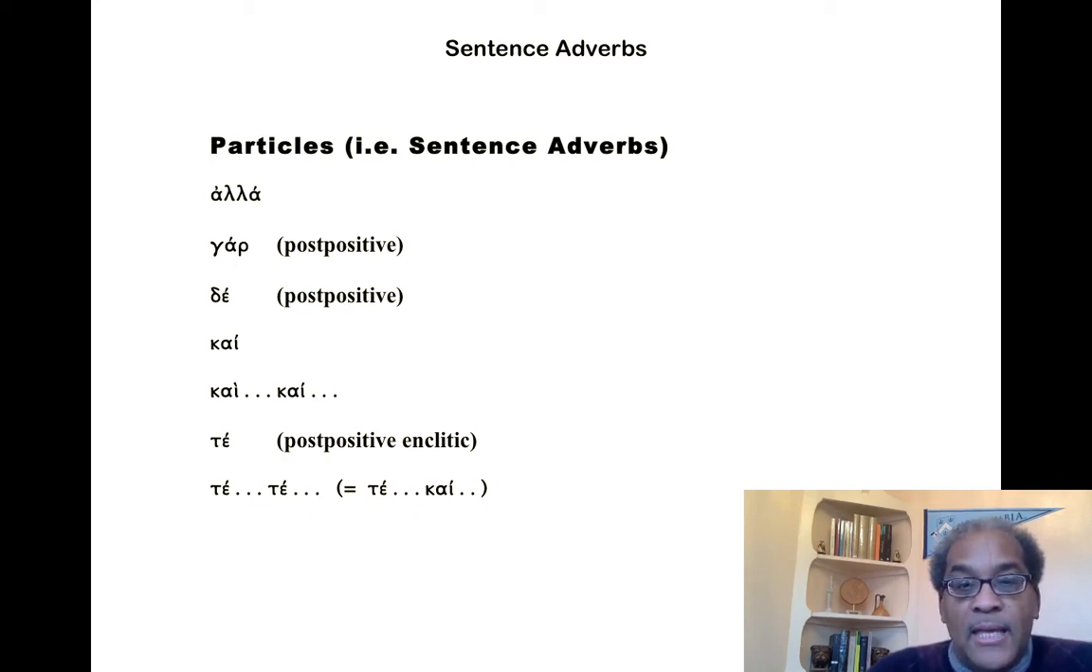Okay, we have kai, which is equivalent to English and. We have kai, which is equivalent to both and. We have te, which is also equivalent to and, but it comes at the end of the word. Te and te kai are roughly both and. We'll see how these work in context, but again, the single word equivalents that I've just given you are just an entryway. Okay, so alla, gar, de, kai, te, and te kai.